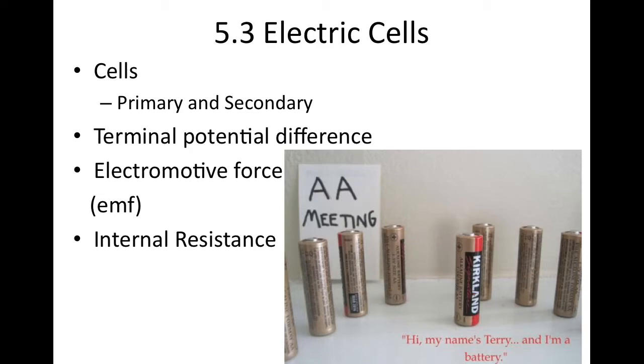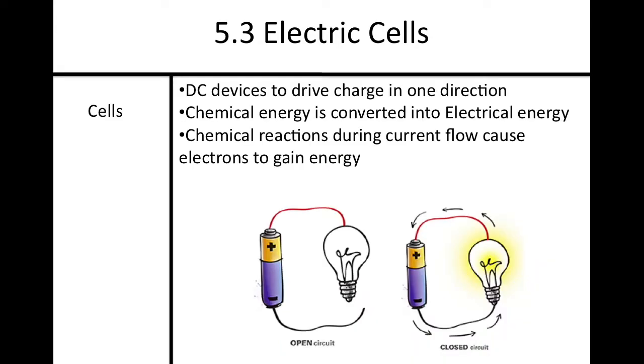Okay, today we're going to be taking T-notes on 5.3 electric cells. We will be discussing primary and secondary cells, terminal potential difference, electromotive force, and internal resistance. Let's begin. Cells are direct current devices that drive electric charge in one direction, from negative to positive terminals.